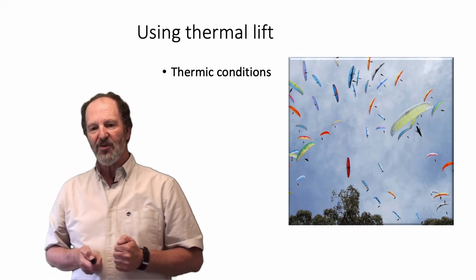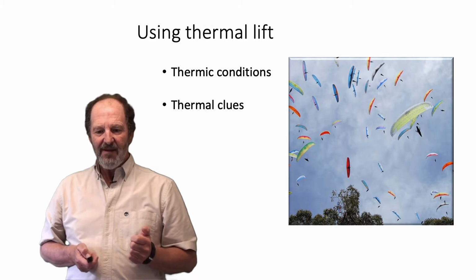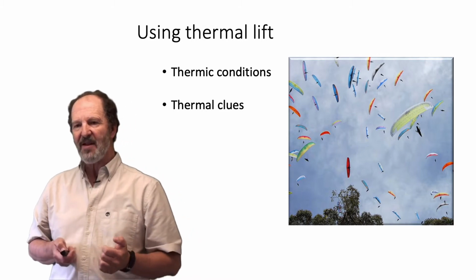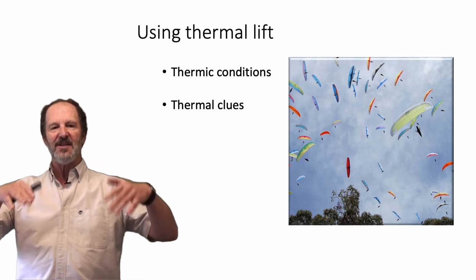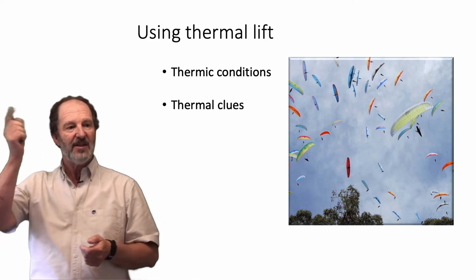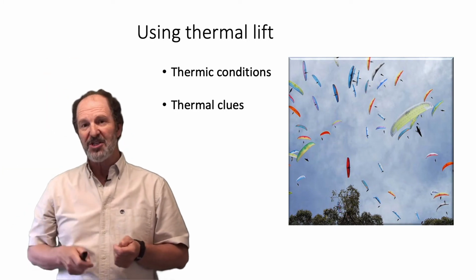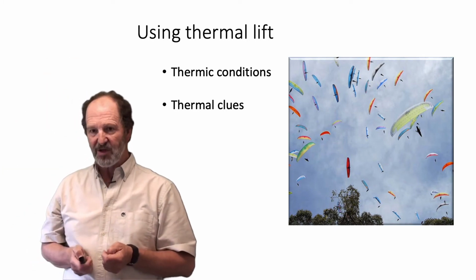Other thermal clues. Probably the easiest one is obviously other people flying. If you see people flying down the ridge, say you've got a ridge a couple of 100 feet high and there's people flying around 150 feet above it, and then somebody starts to circle and go up, or birds circling, things like that are always good clues as well.